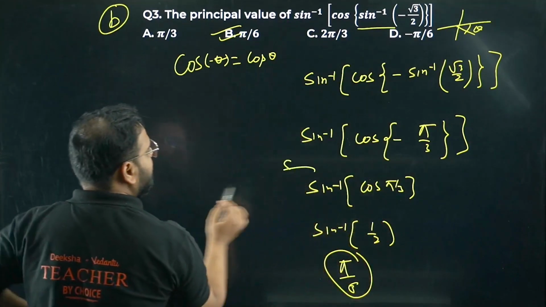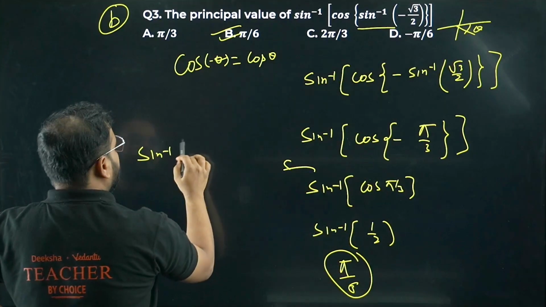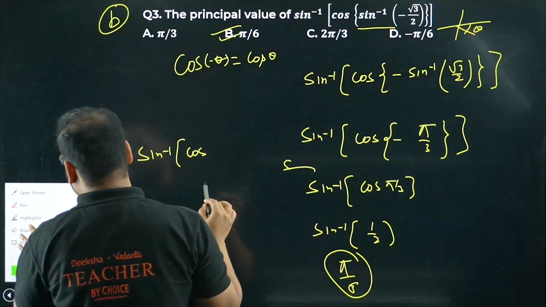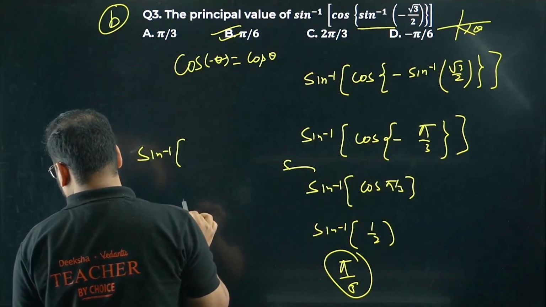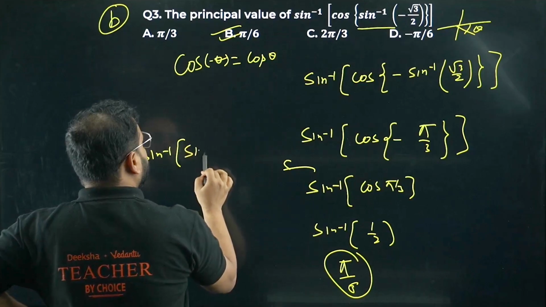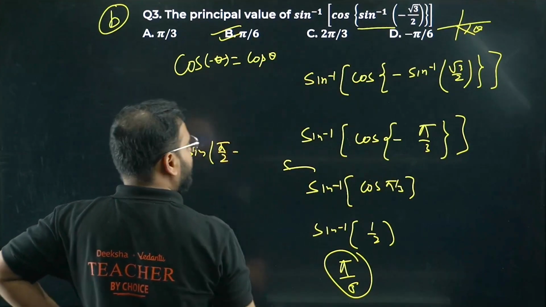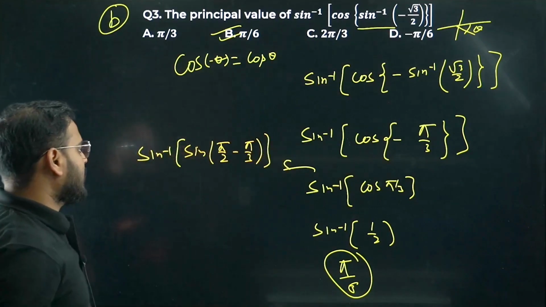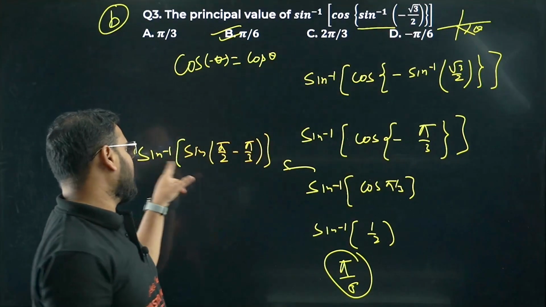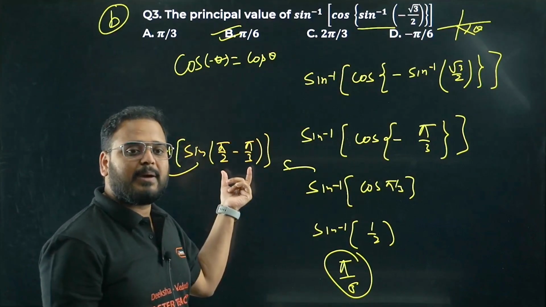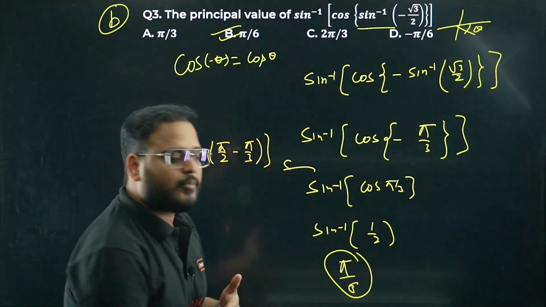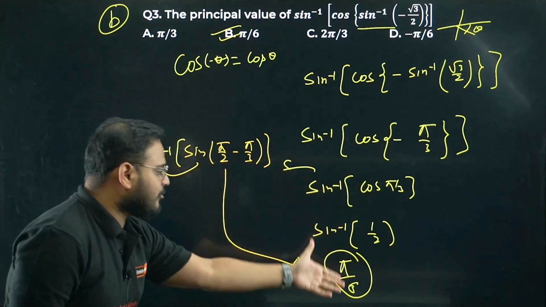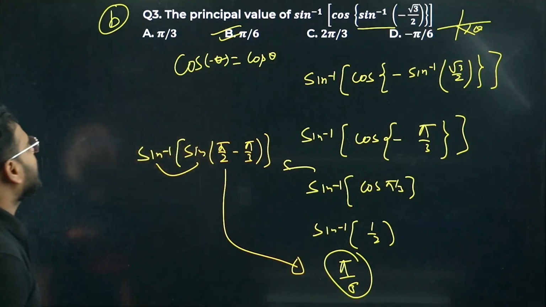There's another way to solve this question. You can write it like this also: sine inverse of cos of pi by 2 minus pi by 3. That will become simply pi by 6 only, since sine inverse of sine will be gone, and you'll have only pi by 6 left. Same result. Please check. Question number 3 is done.